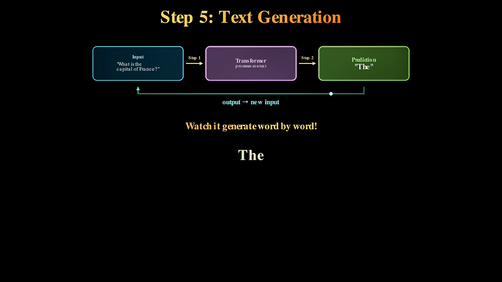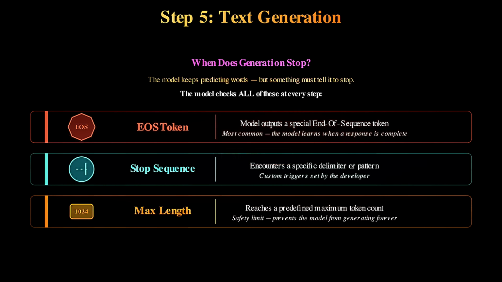But how does the model know when to stop? There are three stopping criteria. First, the EOS token. The model outputs a special end-of-sequence token, signaling it's done. This is the most common method. Second, a stop sequence, a developer-defined delimiter that triggers the model to stop. Third, a maximum length limit, a safety cap to prevent the model from generating forever. In practice, models combine multiple stopping criteria.